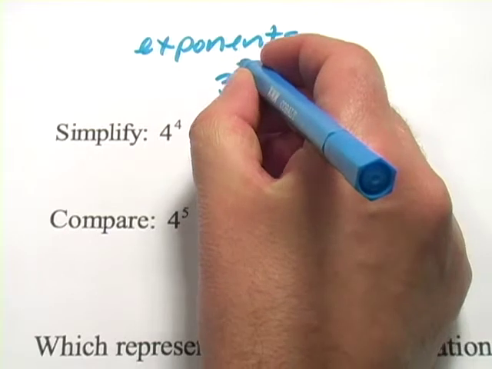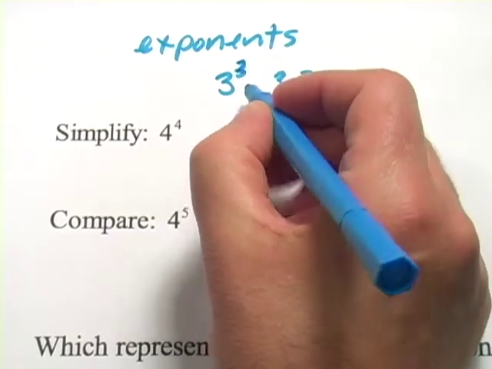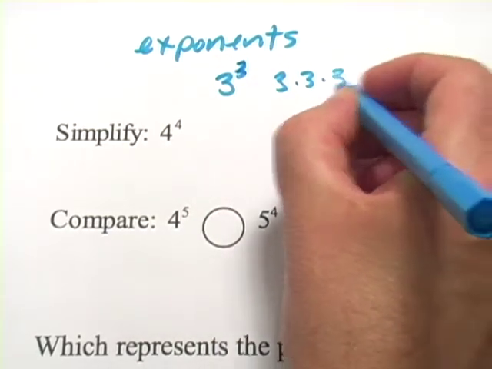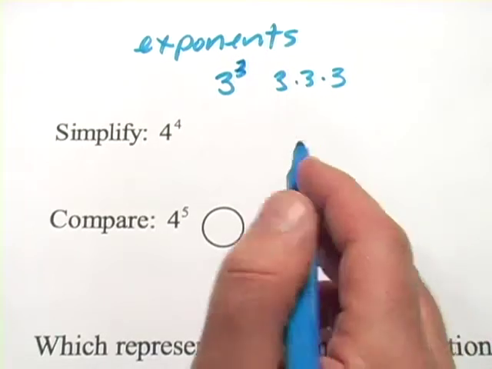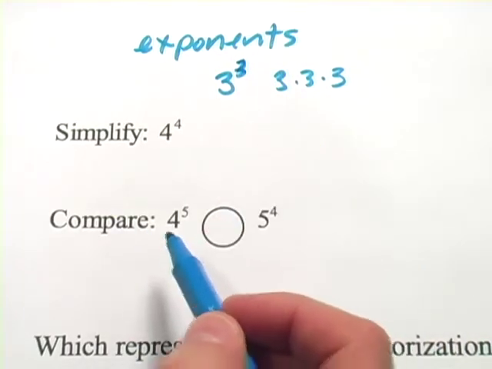If this was a 3 up here, it would be 3 cubed, or 3 to the third power. We'd have 3 times 3 times 3. So that's how exponents work. Let's see if we can solve some of these problems.